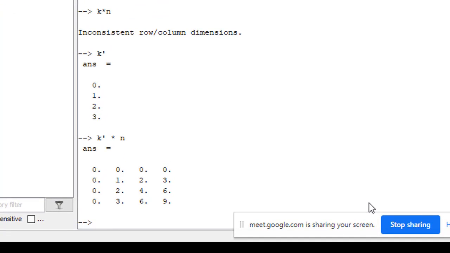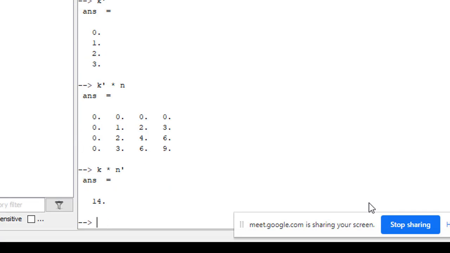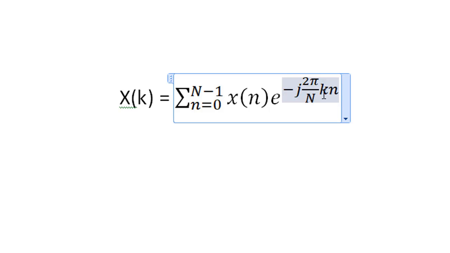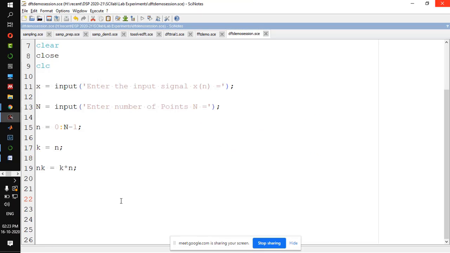But if you do the other way around, if you do k multiplied with n transpose, you will get a constant 14. This is called the dot product and the other is called the cross product. I hope you know that. Make sure that when you multiply kn, as per the equation, it gives you a matrix. If you are finding 4-point DFT, it should give you a 4 cross 4 matrix. If you are finding 8-point DFT, it should give you an 8 cross 8 matrix and so on. For that, make sure the first is a column and the second is a row. Column times row will give you the matrix.